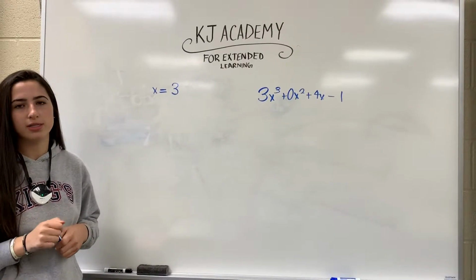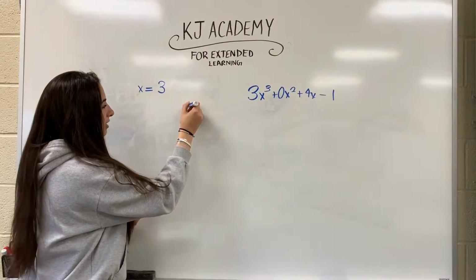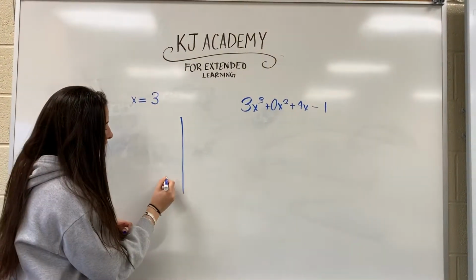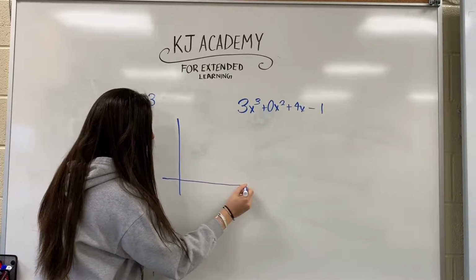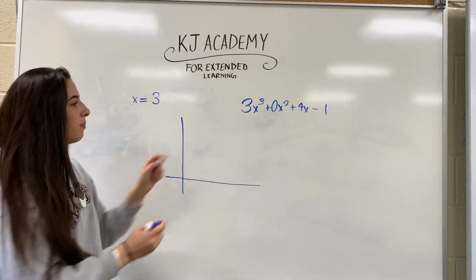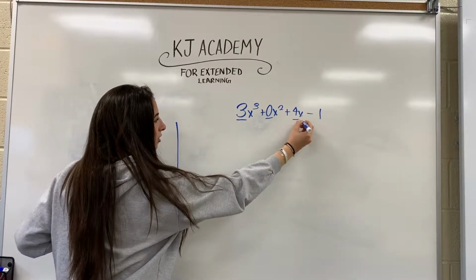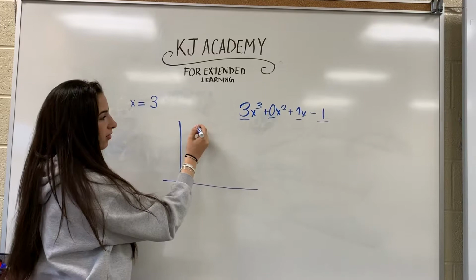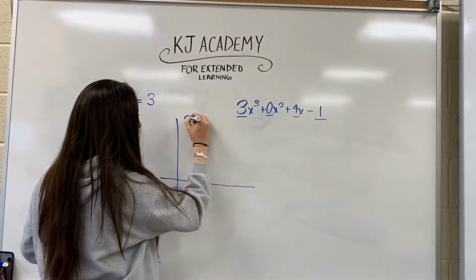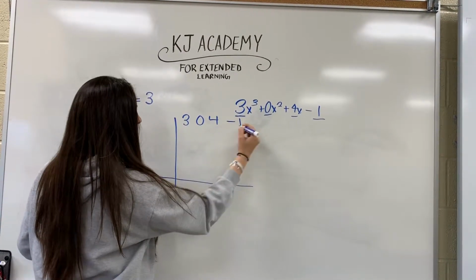Now you're going to start your synthetic division table. In order to do this, you want to draw one straight vertical line on your paper. Then you want to draw a horizontal line making a T at the bottom left. At the top, you want to write your dividend, but in order to do this, you need to take the coefficient of each term and place it on the top row of your horizontal line. In this case, it would be 3, 0, 4, and negative 1.